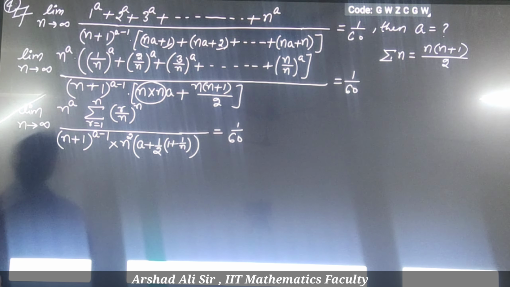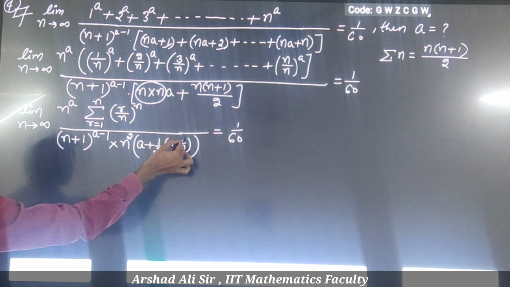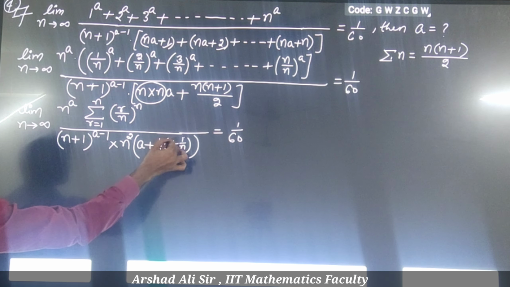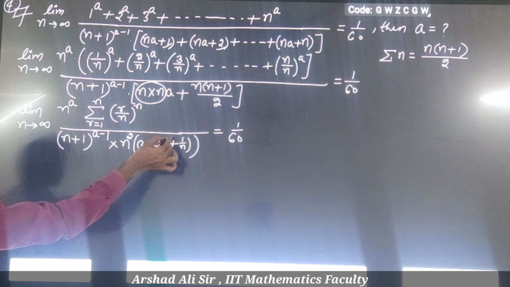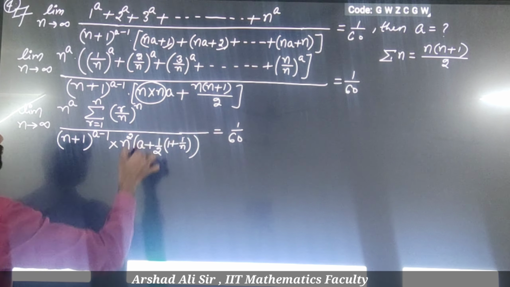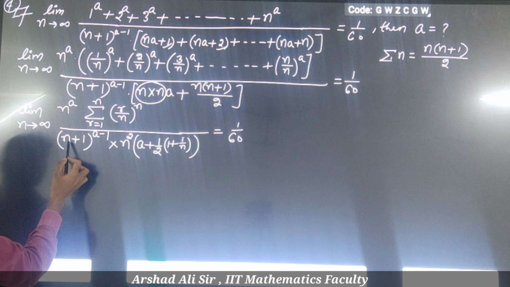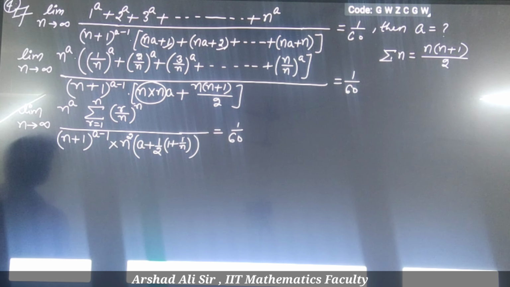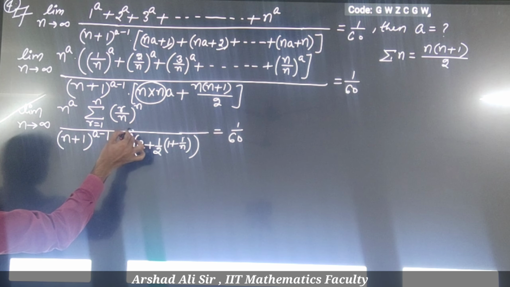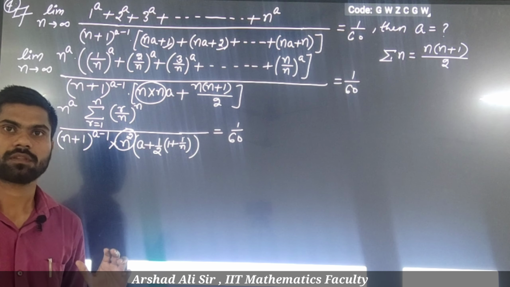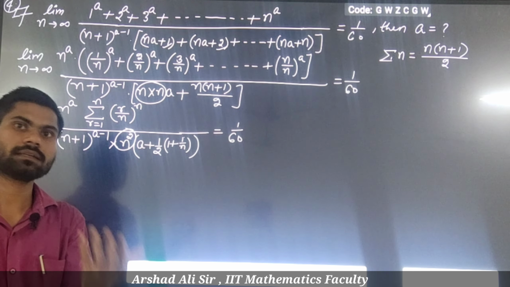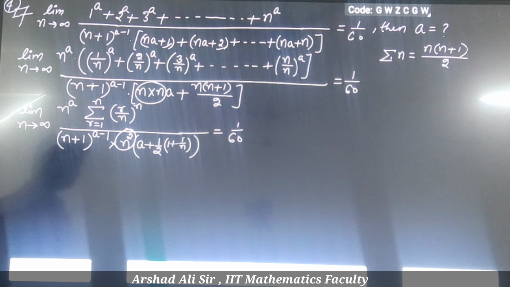Okay, now what is the meaning of n? n tends to infinity. So if we write 1 by infinity, so it will be 0. 1 plus 0 is 1, 1 multiply 1 by 2 is 1 by 2. So here we have a plus 1 by 2. Now here (n plus 1) power a minus 1. Suppose this n square, if we write n multiply n, okay, we can write n multiply n, it means n square.